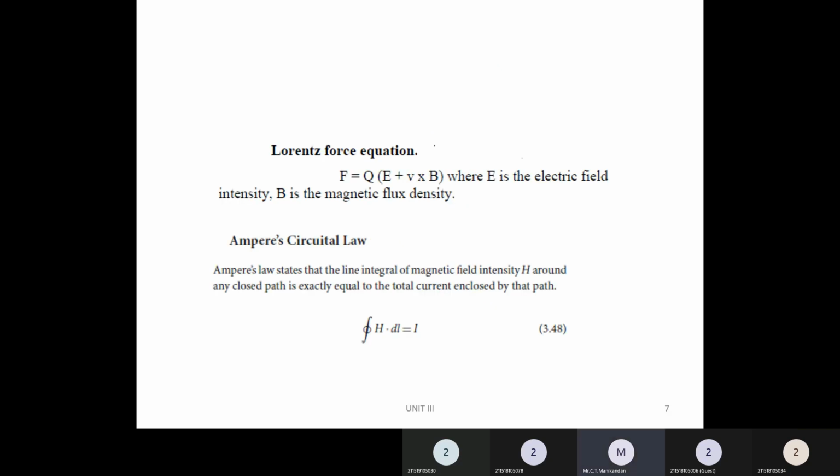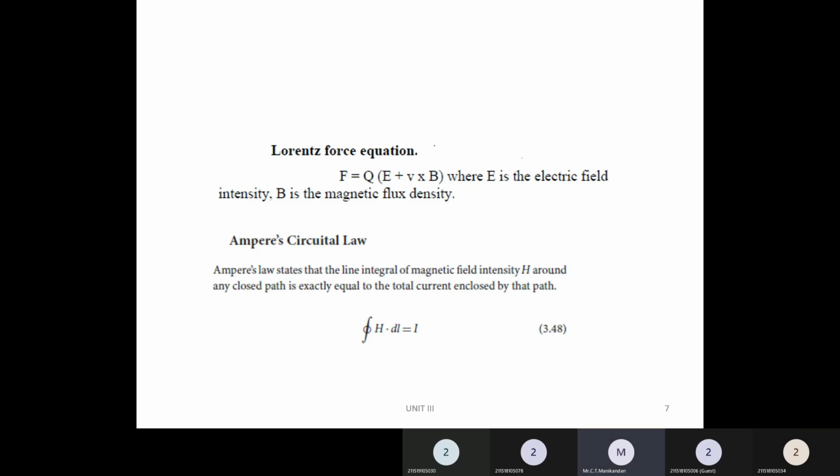So next we have the Lorentz force equation. The Lorentz force equation gives a relation between the force and the electric field and magnetic field intensity. So F equal to Q into E plus V cross B, where E is the electric field intensity and B is the magnetic flux density. This Lorentz force equation relates the charge with the electric field and the magnetic field concept.